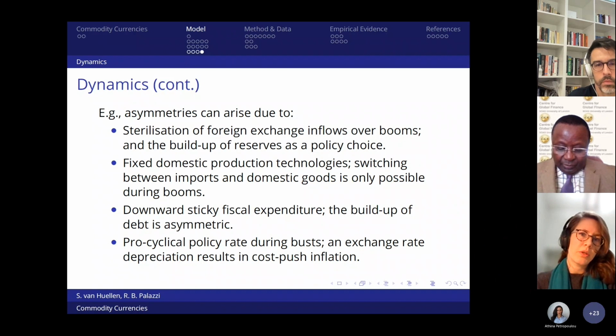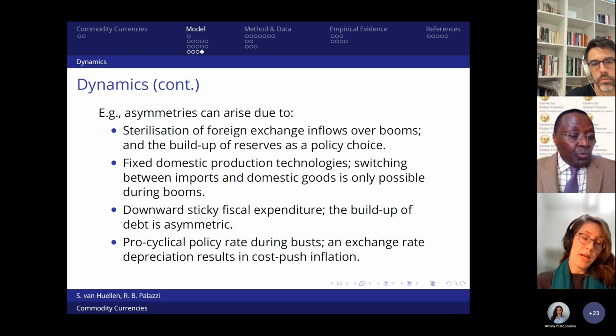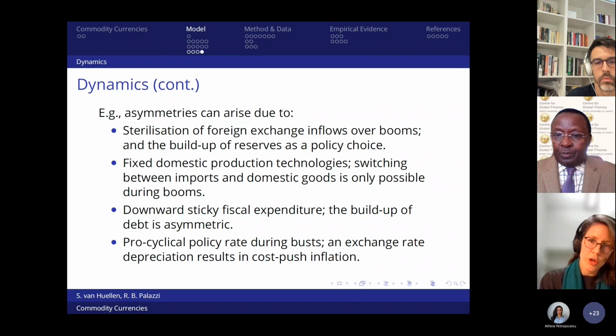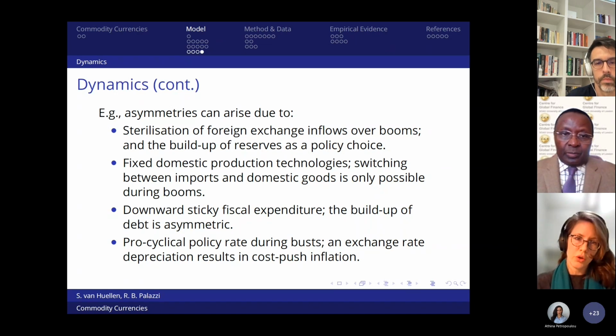Here we just give a few examples of why, for instance, these asymmetries could exist. For instance, we might have a policy of sterilization of foreign exchange inflows over the boom period. However, if the buildup of reserves is an active policy choice, we might find the reverse: if you have a drainage of foreign exchange during a bust, it might be addressed differently. We will have a fixed domestic production structure, which means that in times of a boom, it's relatively easy to switch to imports. However, it's relatively more difficult and slower to switch back to domestically produced consumer goods.